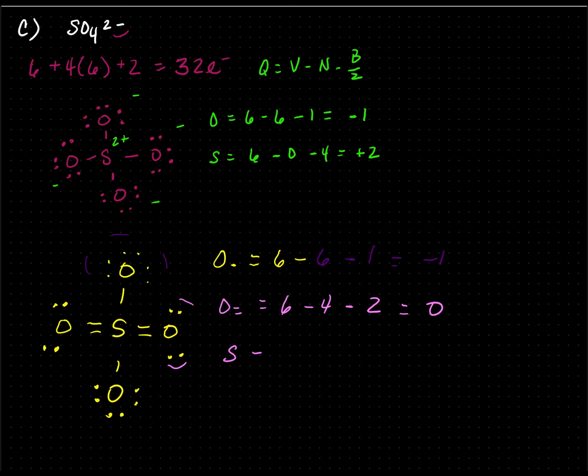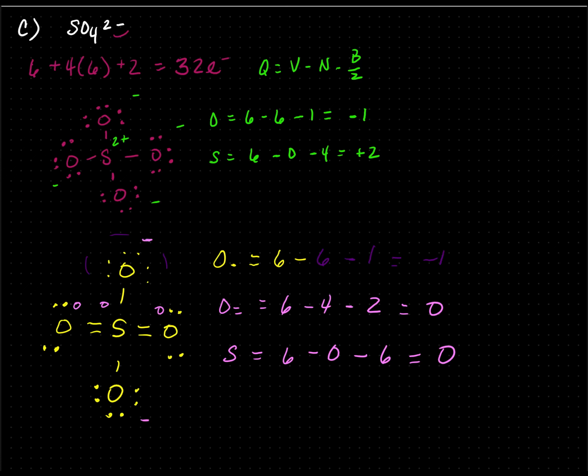The sulfur in the middle has 6 valence electrons. It has 0 lone electrons, minus 6 bonds. If I count here, there are 2 bonds here, 3, 4, 5, 6. So this has a charge of 0. Formal charges on the sulfate ion: the double-bonded oxygens both have a charge of 0, the sulfur has a charge of 0, and the single-bonded oxygens have a charge of -1.